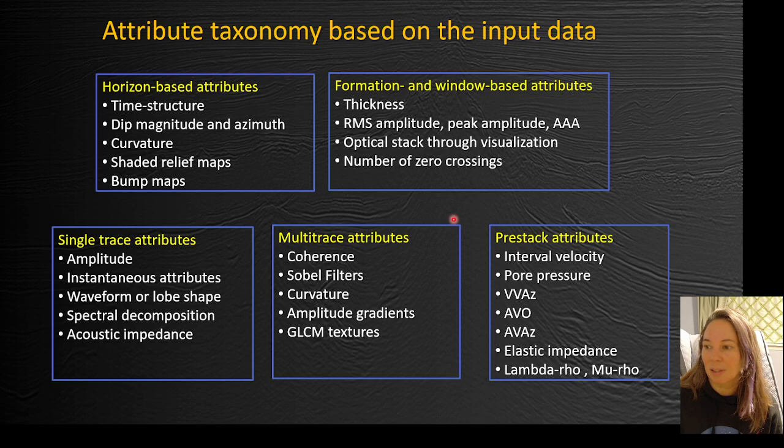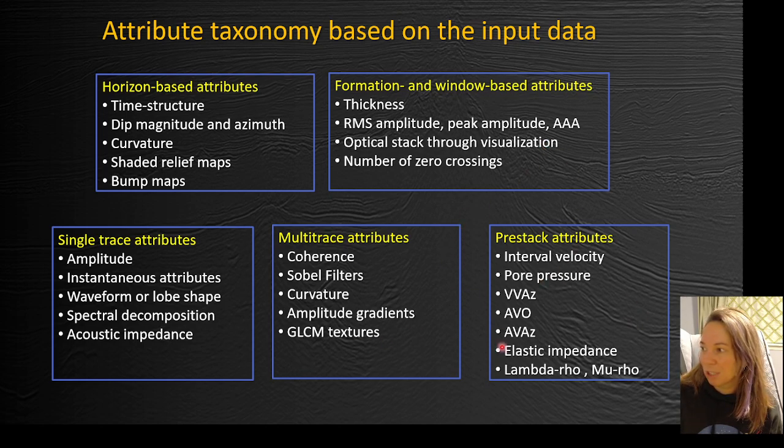You also have your formation and window-based attributes, so the thickness, the RMS amplitude, optical stacking, counting the number of zero crossings. You can have your single trace attributes or instantaneous attributes, which also include your amplitude, waveform shape, spectral decomposition, acoustic impedance. You have multi-trace attributes, where the calculation of the attribute is on multiple traces, not just one seismic trace. And this would be coherence, like Sobel filters, curvature, amplitude gradients, GLCM textures.